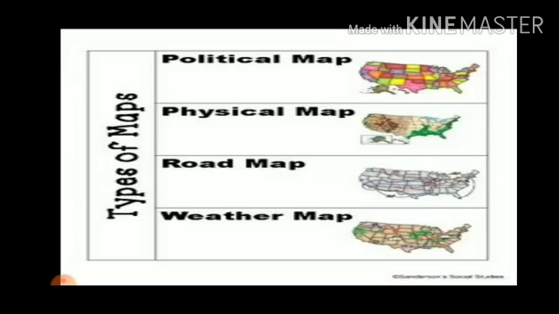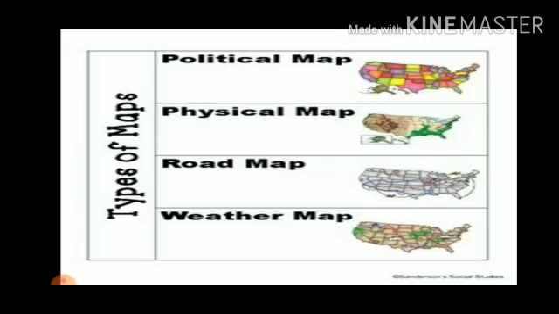So there are some features of a map. We can see the sign N which indicates direction on a map. Okay. The map also has a scale which is used to measure the distance between places.